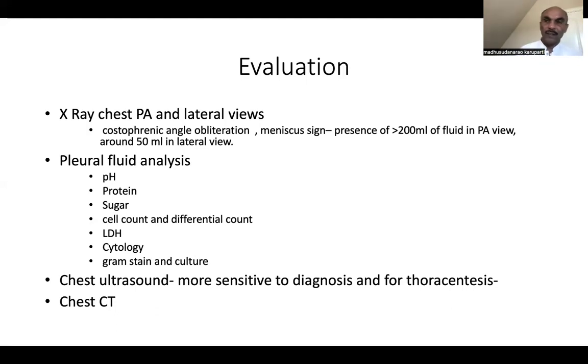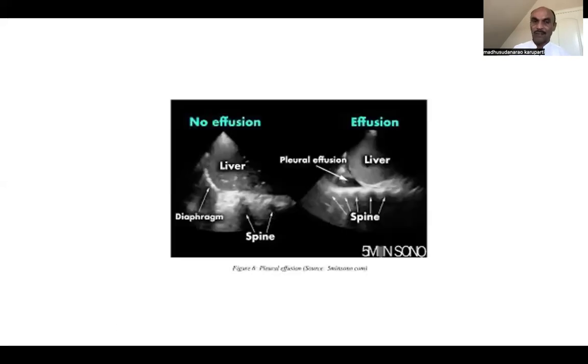And then go for the other biochemical tests like LDH and do the cytology to eliminate malignancy. Check the gram staining and send it for culture and sensitivity to use the appropriate antibiotic. Chest ultrasound is more sensitive to diagnosis as well as a guide to the thoracentesis. Chest CT is more remarkable for the diagnosis of pleural effusion. Well, these are the various steps of evaluation before you proceed with the treatment.